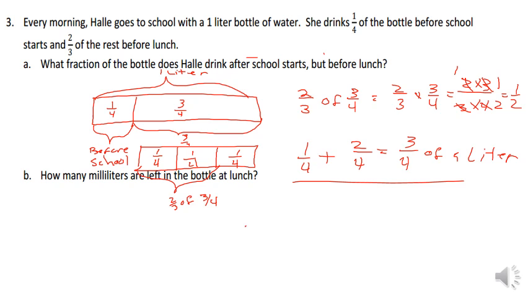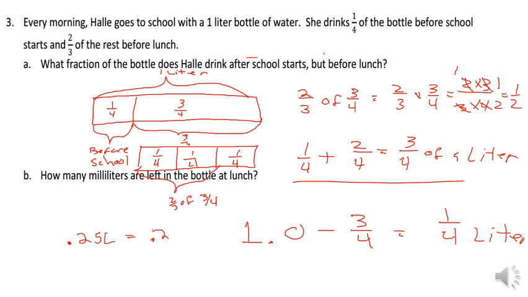How many milliliters are left in the bottle after lunch? Well, if I have 1 liter, 1.0 liters, and I subtract 3/4 of a liter, I'm going to get 1/4 liter. But now it's saying how many milliliters. So 1/4 of a liter, I know that 1/4 of a liter would be 0.25, just like a quarter of a dollar, quarter of a liter. Okay.